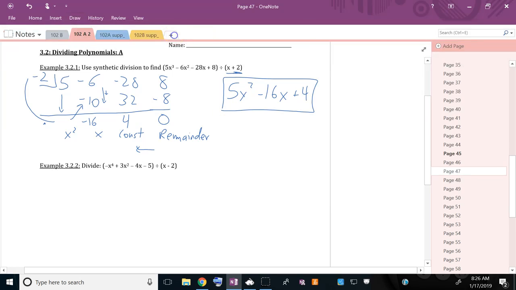One thing I would like to note is when we do synthetic, because we're dividing by a linear term, the degree of my dividend is exactly 1 higher than the degree of the quotient of my answer.